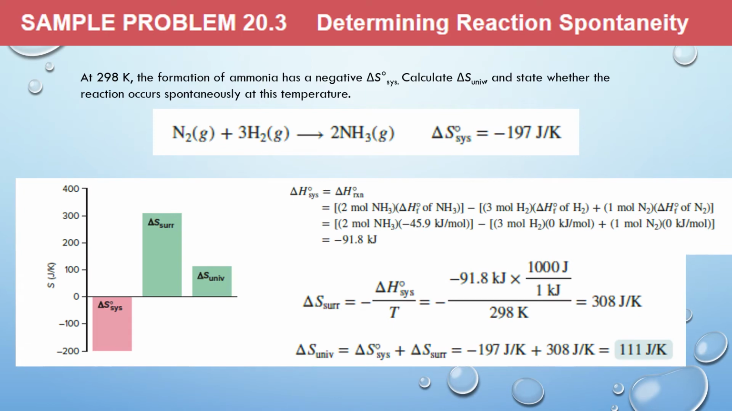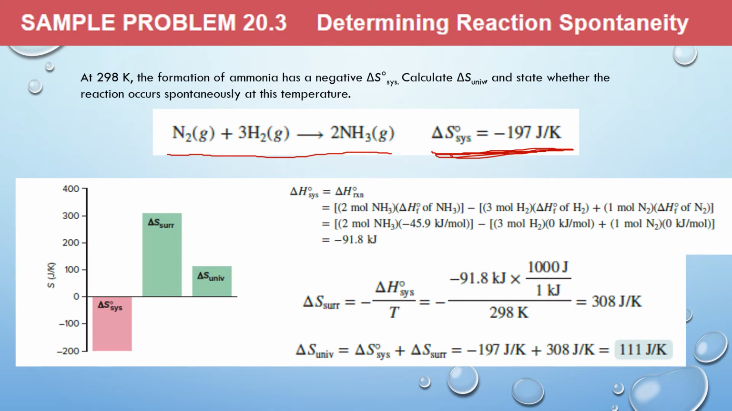So now let's look at a problem to determine whether the reaction can happen spontaneously or not. At 298 K, we have this reaction again, the formation of ammonia from nitrogen and hydrogen. It tells us that for the system, at this temperature, the delta S is negative 197. Remember, we calculated this number based on the S naught of the products minus the total S naught of the reactants. We did that in the previous example.